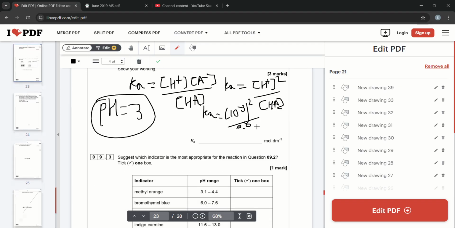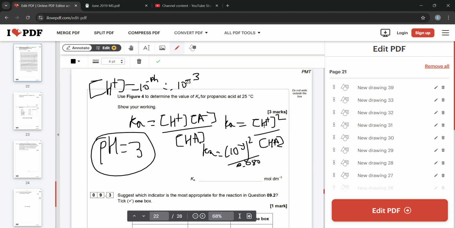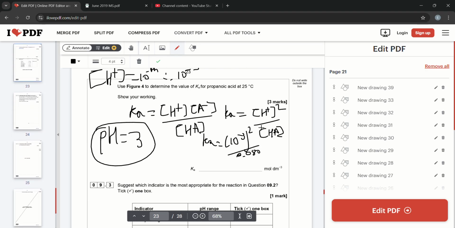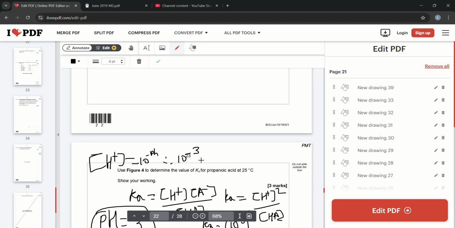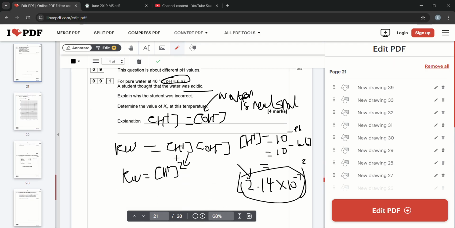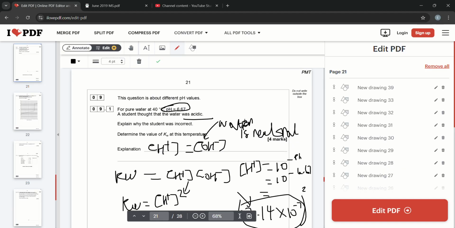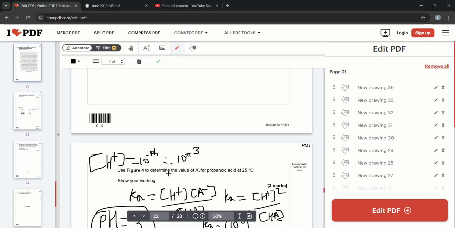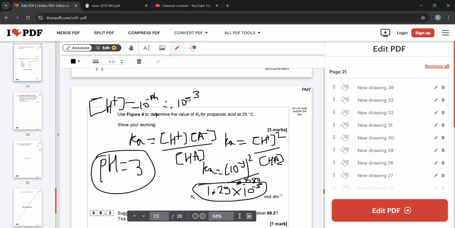0.080. So we do 10 to the power minus 3 squared divided by 0.080, which is equal to 1.25 times 10 to the power minus 5. And you can see how repetitive these questions are. In 9.1, they wanted us to find the value of H+, and we used H+ is equal to 10 to the power minus pH. 9.2, exactly the same equation, H+ equals 10 to the power minus pH.